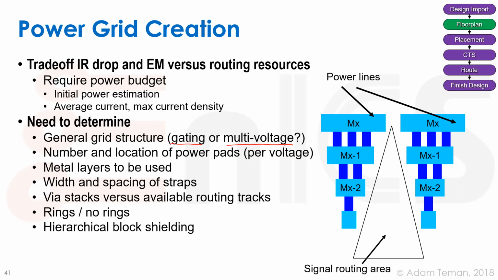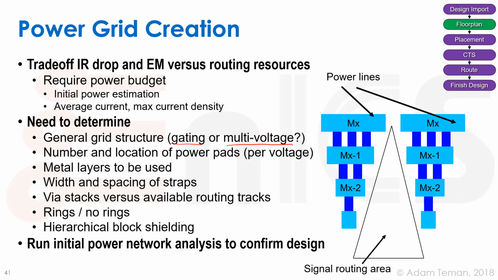How many power pads do we have to have for each voltage? That depends on how many simultaneously switched IOs we're going to have, which layers are going to be used, what the width and spacing between them are, what the via stacks are, if we're going to have rings around our chip, and so on, and if we're going to have some shielding as well. So as you can see here, if this was our whole routing resource, if we use all of this and all of this for power, then that's all we have left for routing. There's going to be a lot on the lower layers and very little room for routing signals on the top layers.